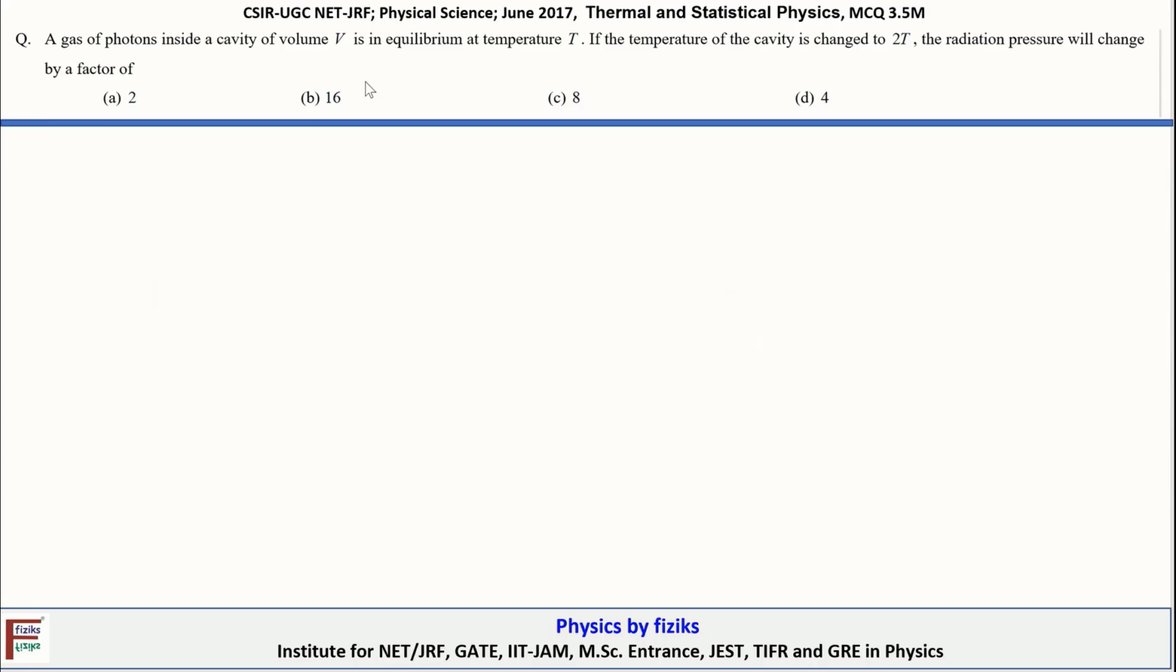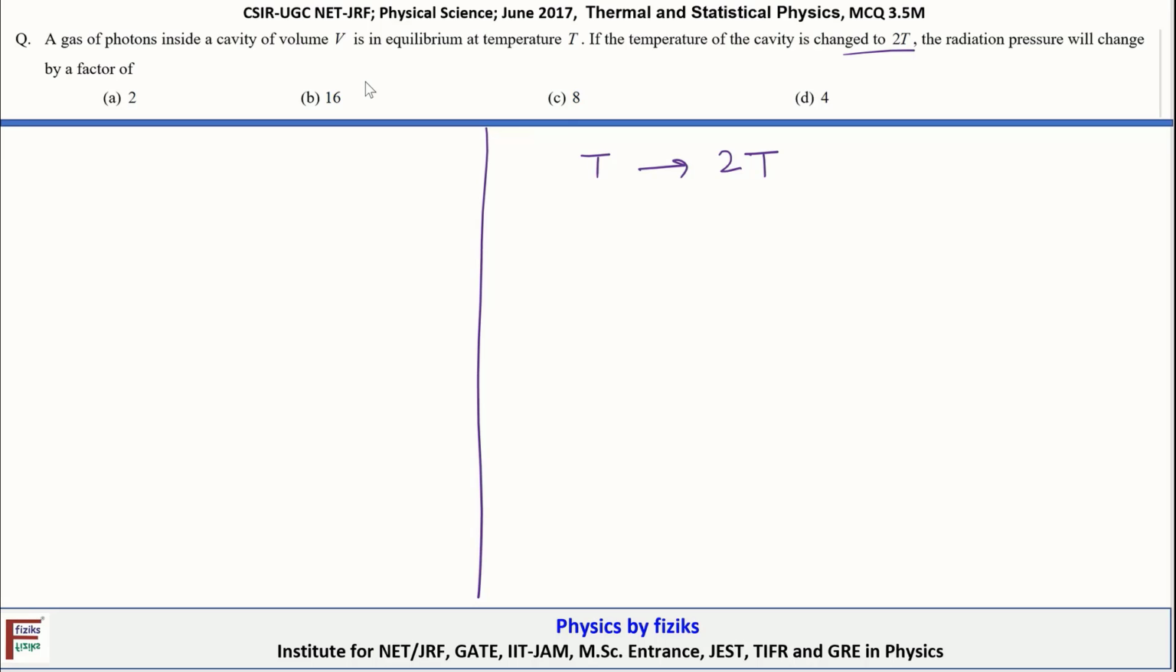So let's continue with the next question. We are given a gas of photons inside a cavity of volume V. It is in equilibrium at temperature T. If the temperature of the cavity is changed to 2T, so that means we have a cavity whose temperature is changing from T to 2T. Now the question is: the radiation pressure will change by a factor of what?